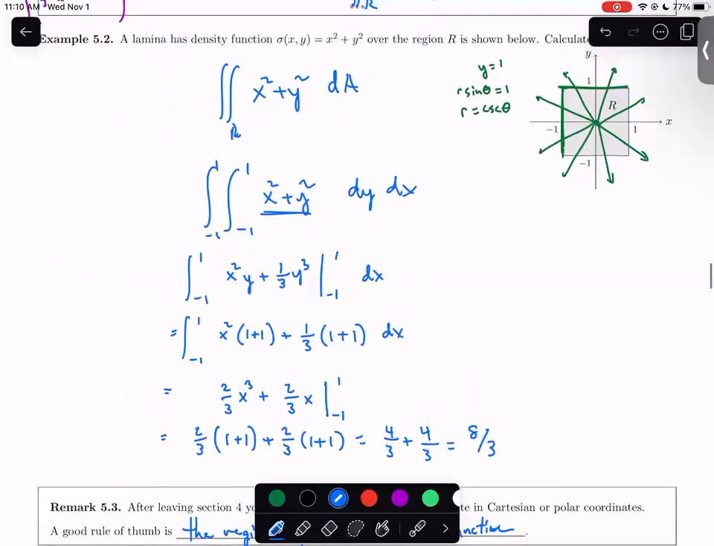All right, so yes. Again, the emphasis here, why I wanted to bring this up, is that the region is more important than the function when determining if you want to integrate with respect to polar or not.